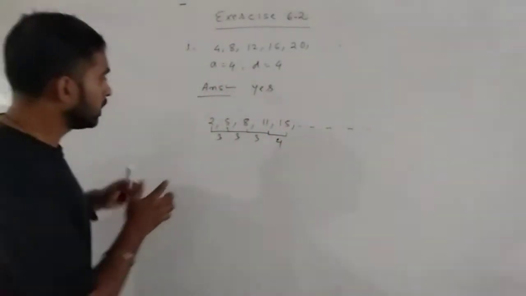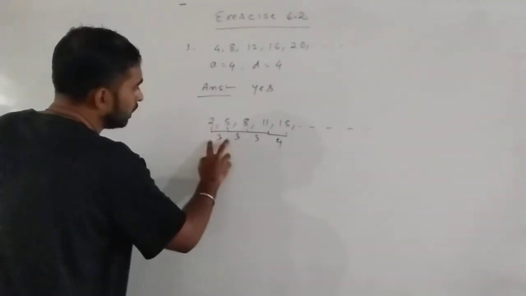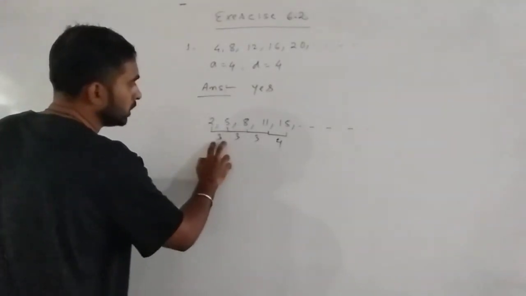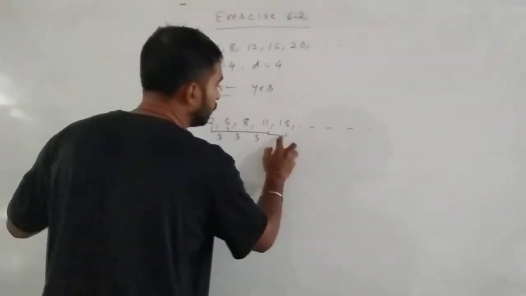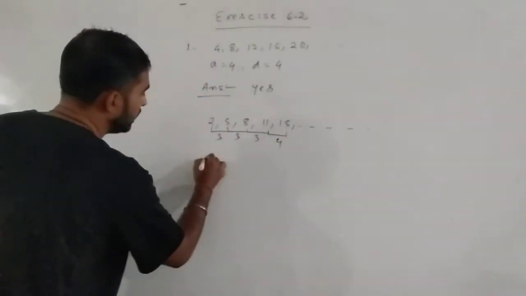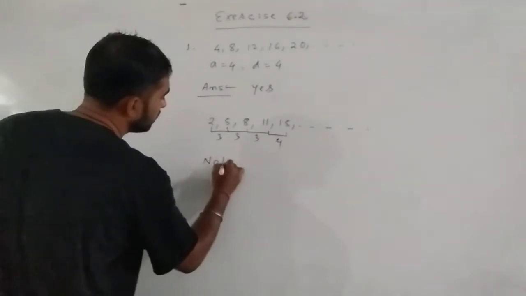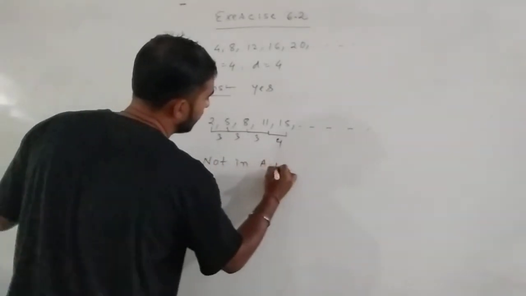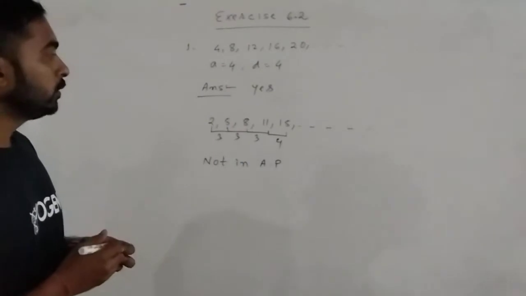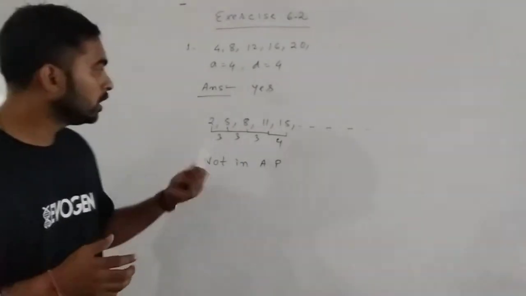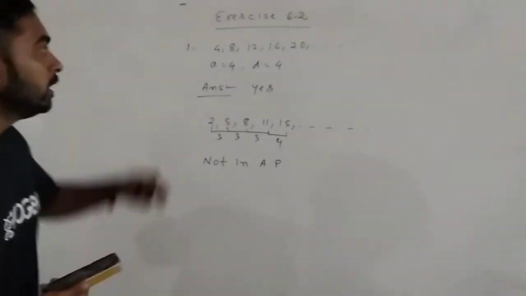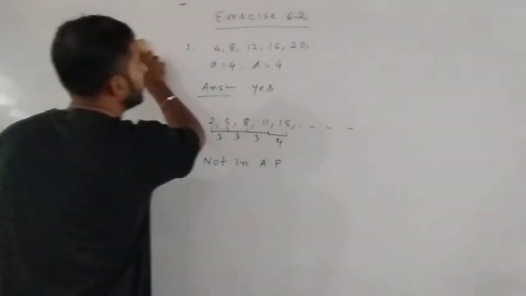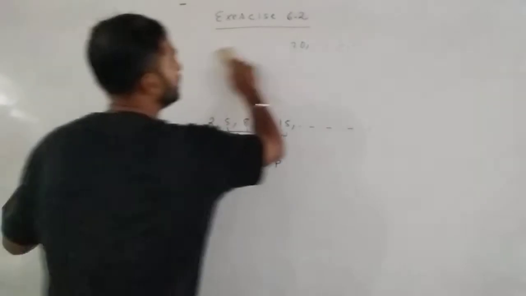So between the first two the difference is 3, second and third 3, third and fourth 3, but fourth and fifth the difference is 4. That's why it is not in AP, as the differences between the consecutive terms are not equal. So in this way we will find out whether the given sequences are in AP or not.